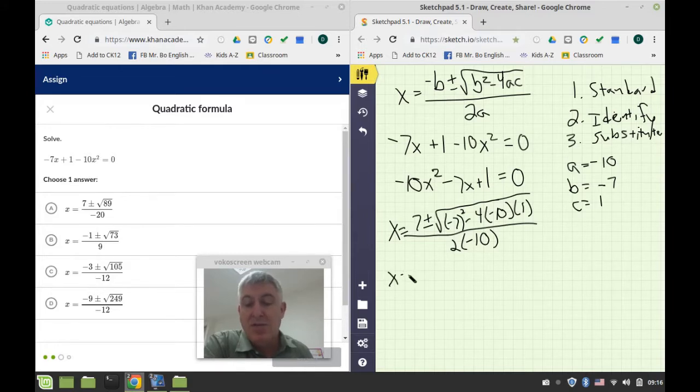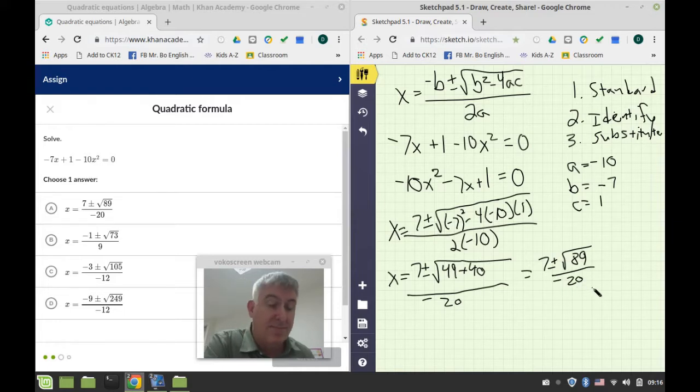So we'll simplify that. 7 plus or minus the square root of 49. I got a minus and minus, plus 40, all over negative 20. And that is 7 plus or minus the square root of 89 over negative 20. And there we go.